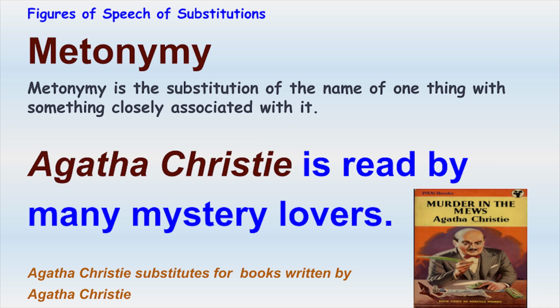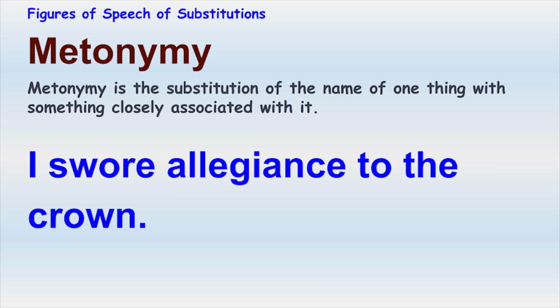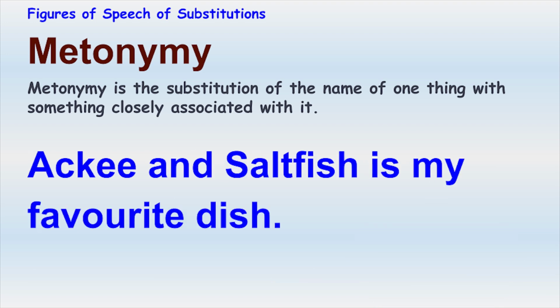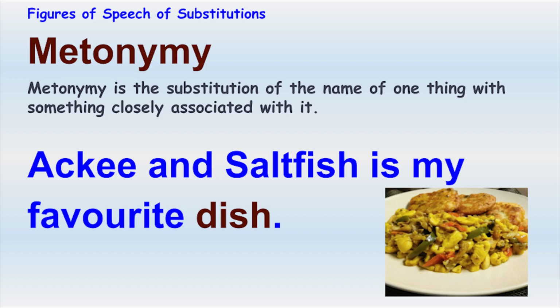Here's another example. I swore allegiance to the crown. The crown is a metonymy for the monarchy or the reigning monarch. Swearing allegiance to the crown means pledging loyalty to the ruling authority or the sovereign rather than to an actual physical crown. And our third example is, ackee and saltfish is my favorite dish. Dish is used to represent a meal of ackee and saltfish.